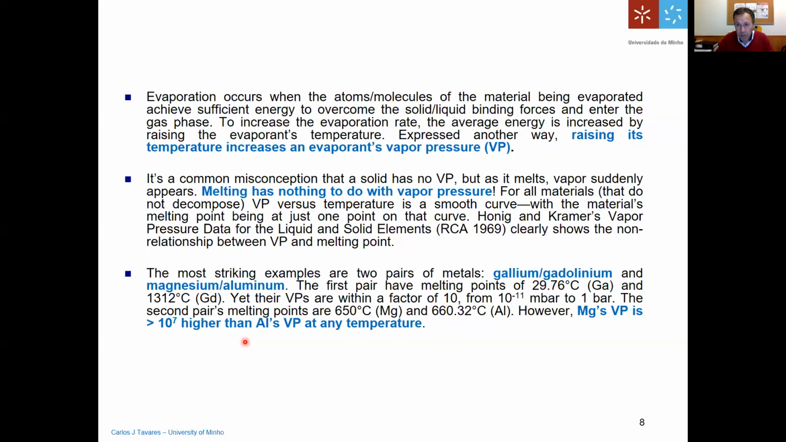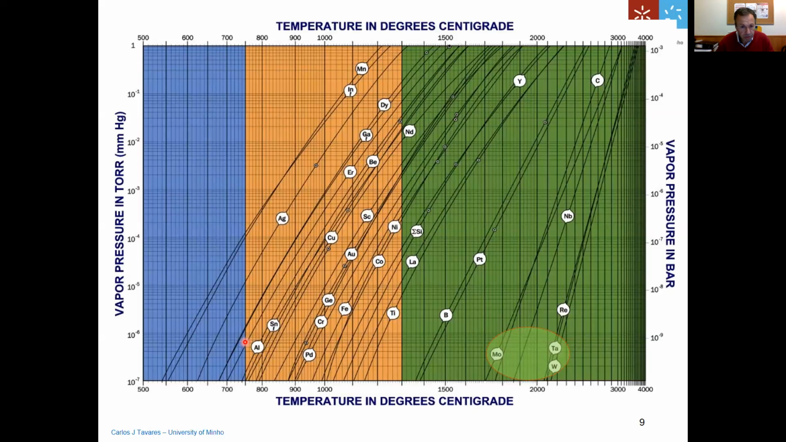So expressed in another way, raising the temperature increases the evaporant's vapor pressure. And this is what we really have to look at when choosing a material that you want to thermally evaporate. It's a common misconception that the solid has no vapor pressure, but as it melts, vapor suddenly appears. Well, melting has nothing to do with vapor pressure. For all materials that do not decompose, the vapor pressure versus temperature is a smooth curve, and I'll be showing you these curves. It's this kind of curves that you see here.